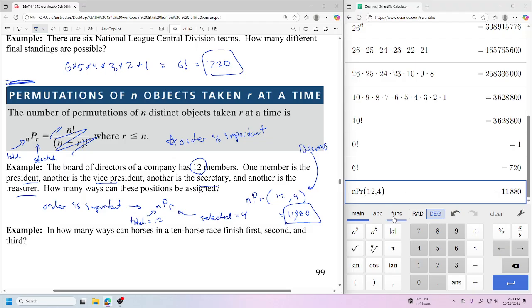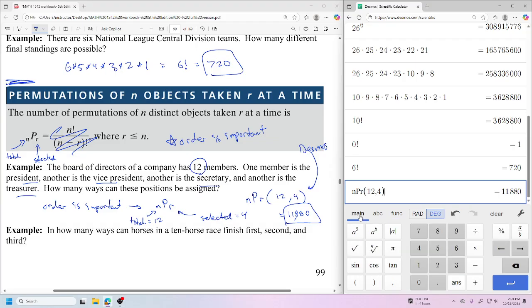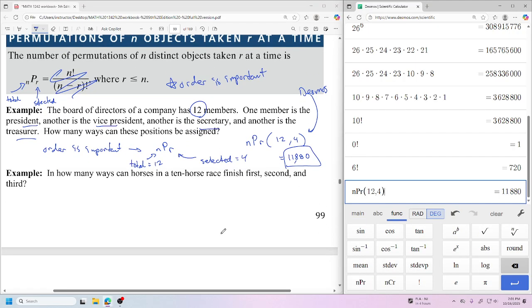Another way to get that is under this func button. See, they have the NPR NCR right there. So you can do that also, but I just type it. It's up to you. Okay. So again, how did I go about this? I asked, is order important or not important? And then I just put the 2 numbers in and we're done. Okay, so very simple math here.